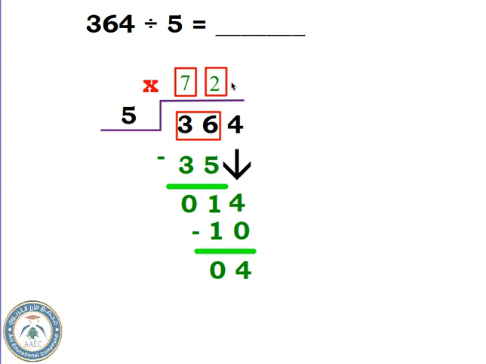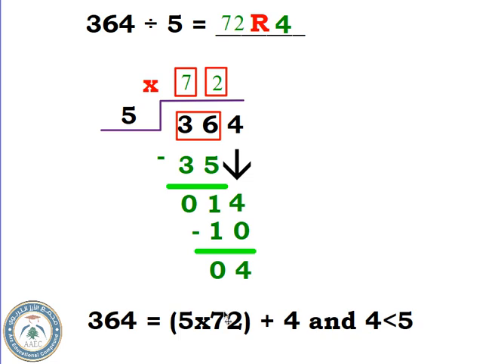You see how the quotient is a 2-digit number? Although the dividend is a 3-digit number, the quotient is only a 2-digit number, okay? Because we start with 36 instead of 3. So we write 72 up, remainder 4, and if you want to write the Euclidean form, this is the Euclidean form: 5 times 72 plus 4, and the golden rule: 4 is less than the divisor, remainder less than the divisor, okay?